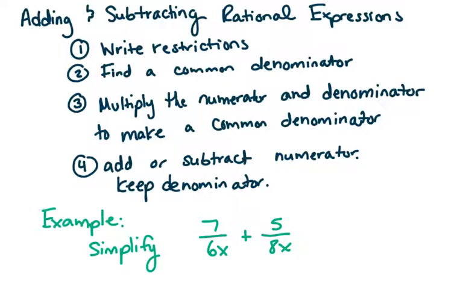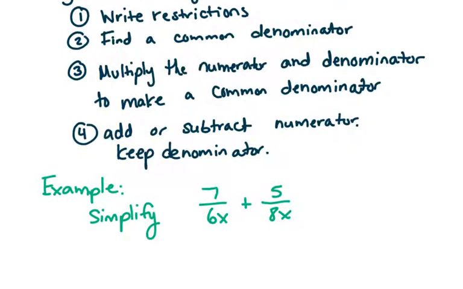And so our first step whenever we're adding and subtracting rational expressions is to write the restrictions. So we always start off with that. Our second step, just like when we're adding fractions, we need to find a common denominator if they don't already have a common denominator.